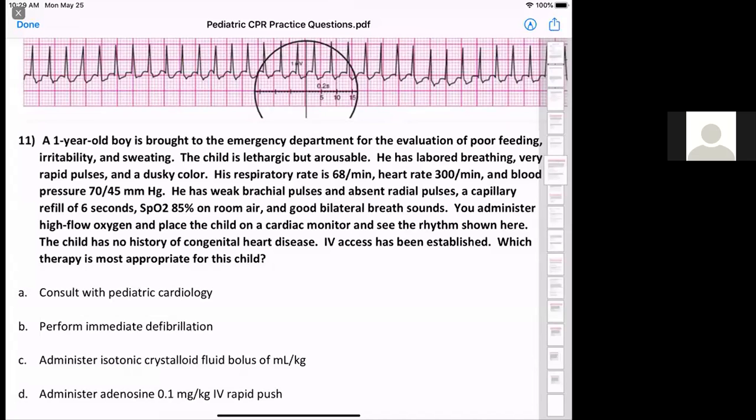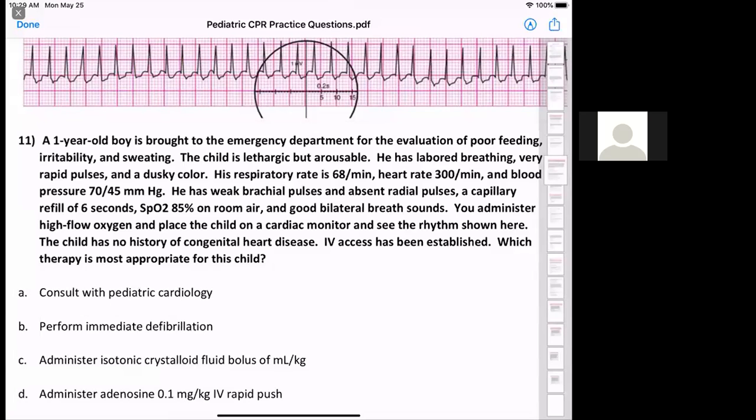1, consult with pediatric cardiologist. 2, perform immediate defibrillation. 3, administer isotonic crystalloid bolus. And 4, administer adenosine 0.1 milligram per kilo IV rapid push. So what this question wants to know is, do you recognize this reading? If you do, what is the medication you're supposed to use? Again, all this will be very clear as we go on in the course. All right.